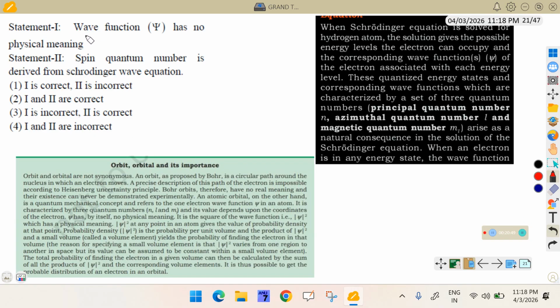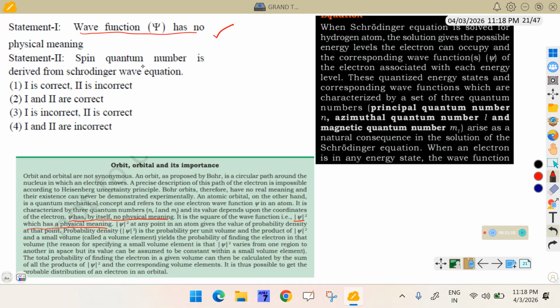Statement 1: wave function psi has no physical meaning. Yes, it is clearly mentioned that psi has by itself no physical meaning. This statement is correct. One more point is given: psi square has a physical meaning. Here the discussion is about psi. That's the reason statement 1 is correct.